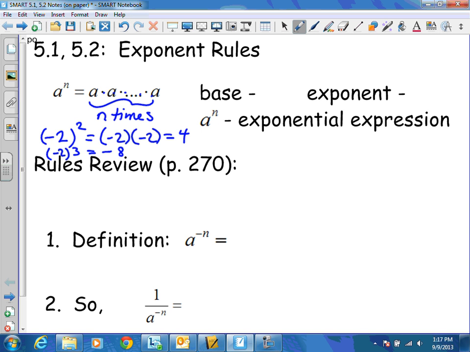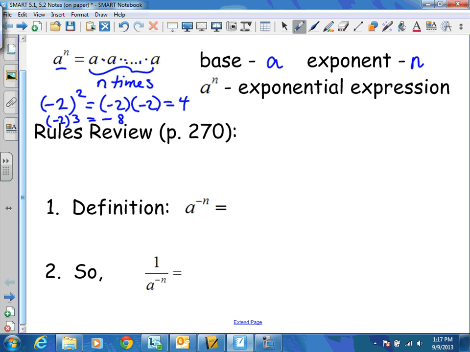So the base in this case is what? The base right here would be A, and the exponent is the little part up above, which is, in this case, the n. All right? Rules are in your book if you want to review them, but we're going to do some as well.